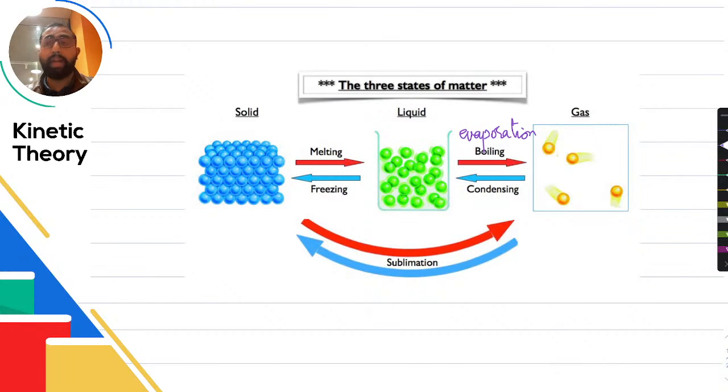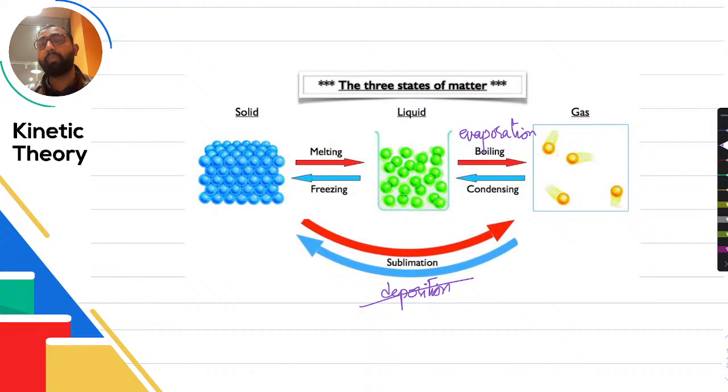Now gas going back is deposition, but in O level, especially the exams, they are not going to use that word. So we will refrain from it. So it is sublimation. Direct changing from solid to gas is sublimation. In 1 or 2 marks, they might ask you to define it. So it's when a solid directly, the word directly is important here.